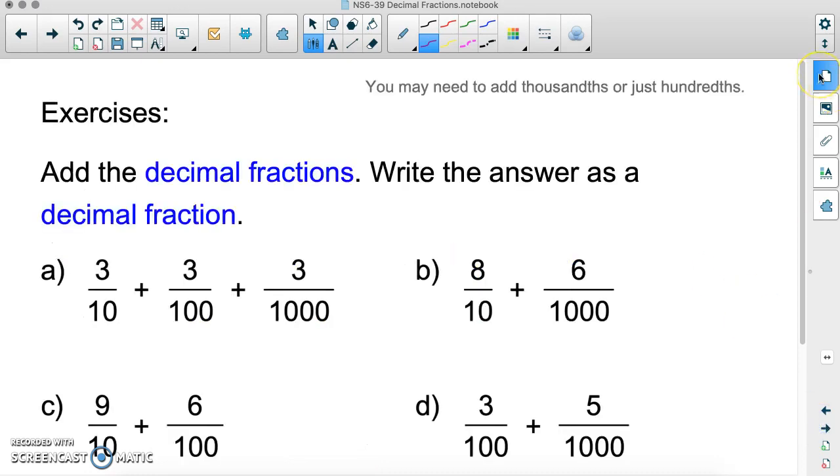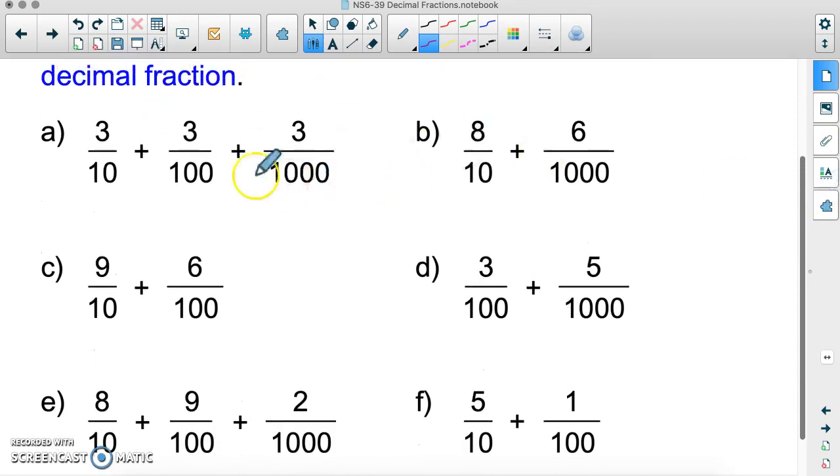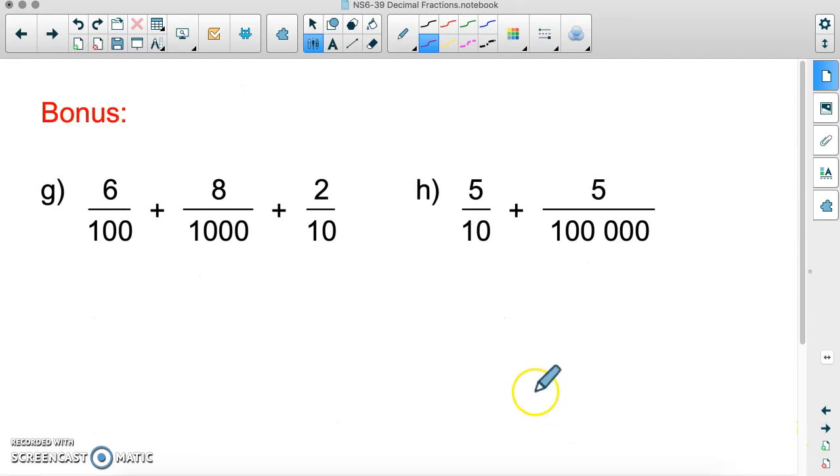Now I want you to add the decimal fractions and write the answer as a decimal fraction. So remember, you need to change these all to the largest power of 10 first before you can add. When you're done, you're going to resume your screencast. Now before you begin your assignment today, we're going to look at these two bonus questions together to ensure that we're all on the same page.